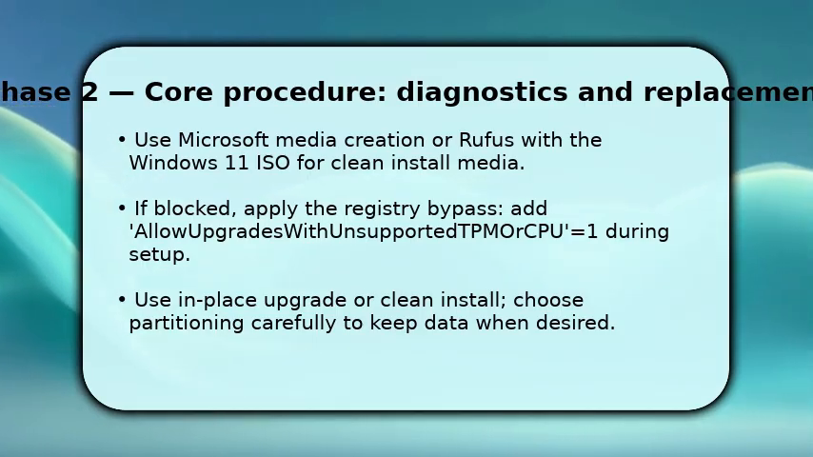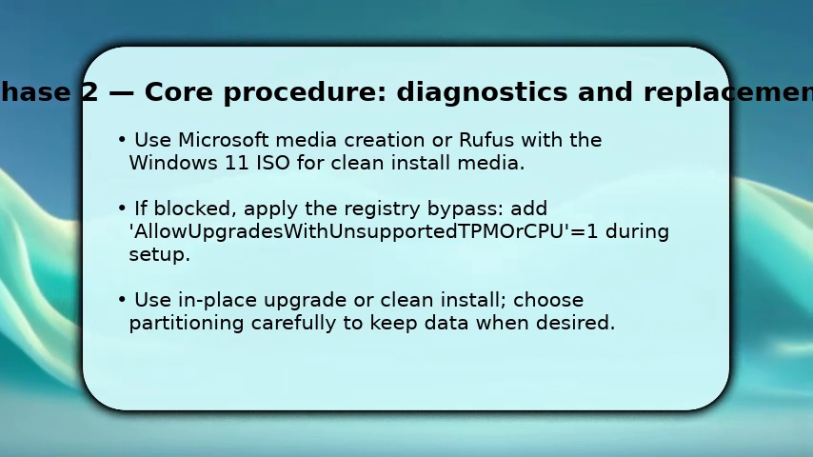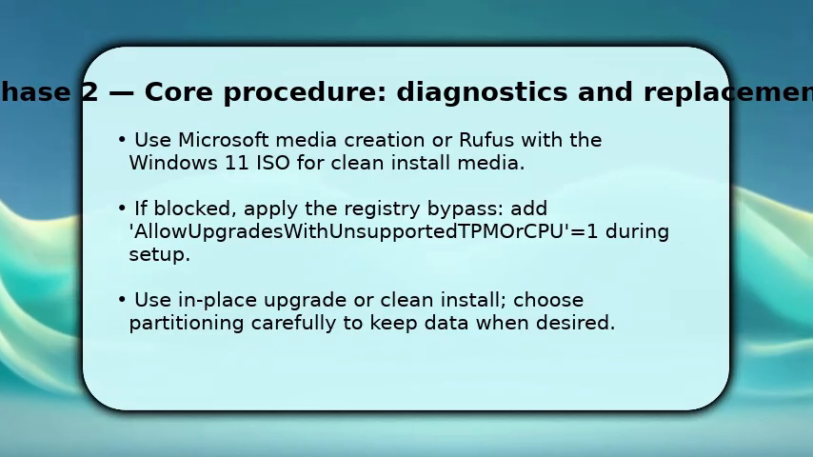Then run either an in-place upgrade to preserve apps or a clean install for a fresh system. Make sure you pick the correct partition and confirm backups. This sequence completes the actual install.